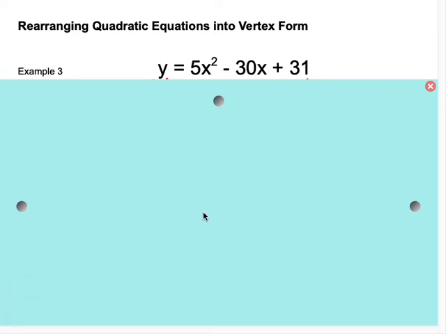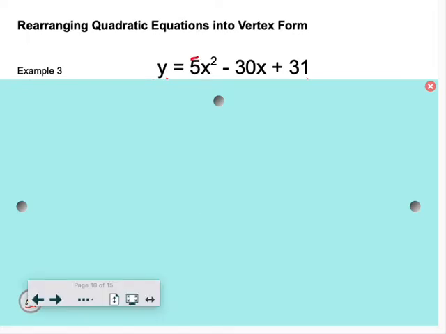This last one is the last one we're going to do today, and we'll pick it up tomorrow. So here's another equation, y equals 5x squared minus 30x plus 31. The key difference between this problem and the previous one is the 5. The a value right here is 5, it's not 1. And that changes how you approach this problem.